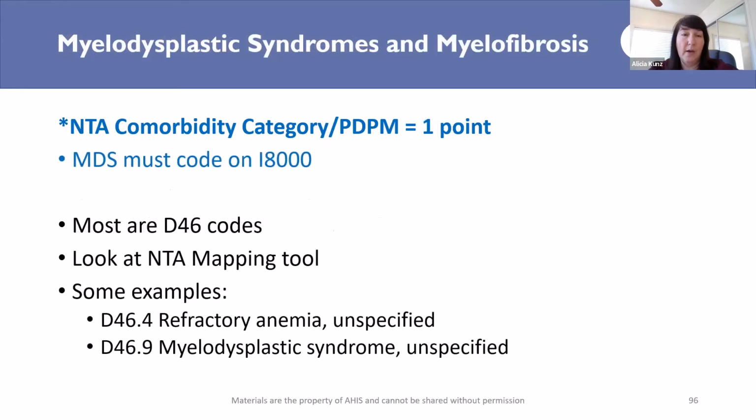Lymphoma and leukemia are two that you would look up by the terms. They're a little bit more systemic rather than, you know, a tumor or a neoplasm. Also, myelodysplastic syndromes and myelofibrosis is another NTA comorbidity that will get you 1 extra point. Again, also has to be on section I-8000 of your MDS. A lot of these are going to be D56 codes. That mapping tool that I showed you earlier, the one I said don't print, where you can look up all your clinical coding categories, you can look up all the codes that would possibly get you NTA points on that tool as well.